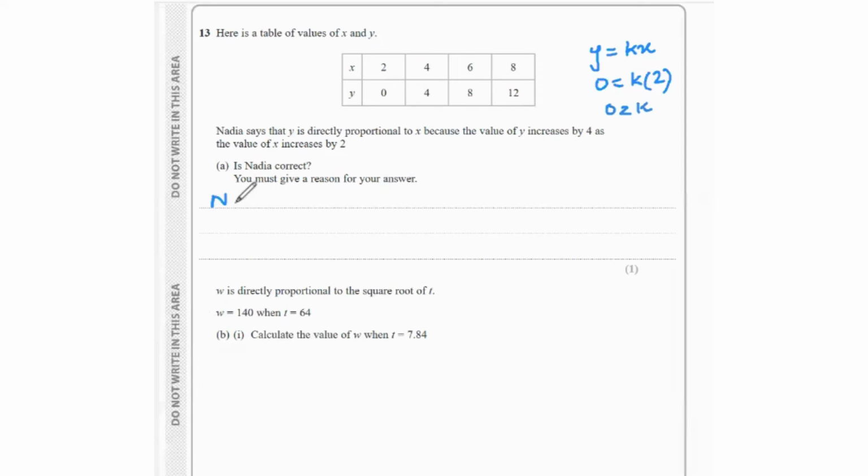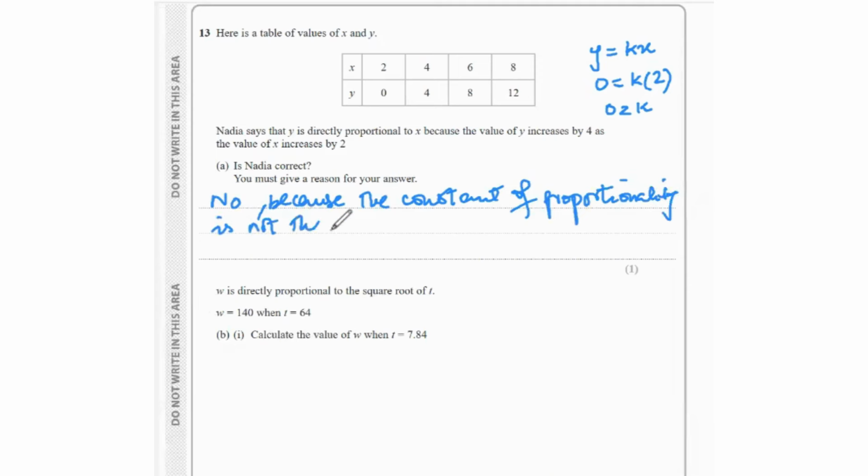So Nadia is incorrect because the constant of proportionality is not the same for each set of x and y values.